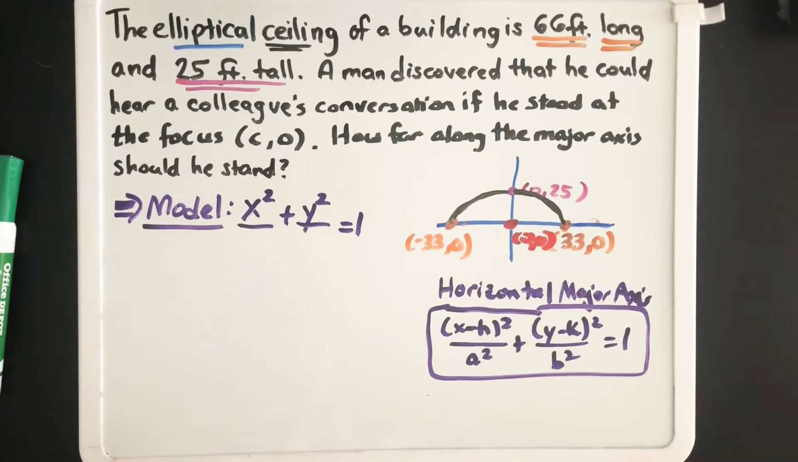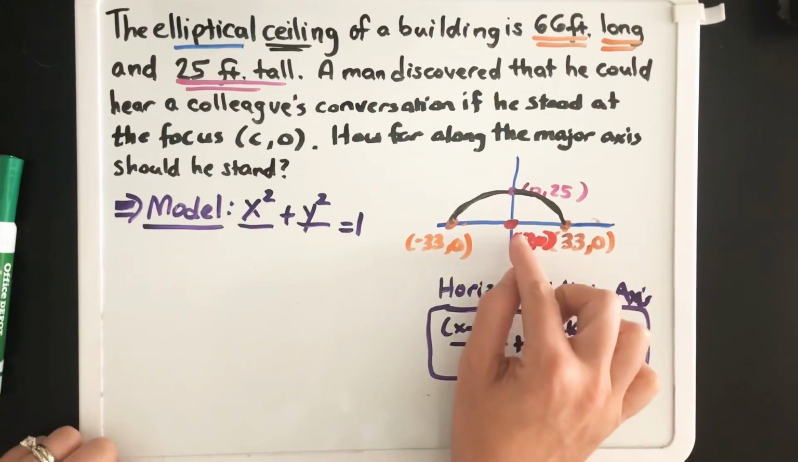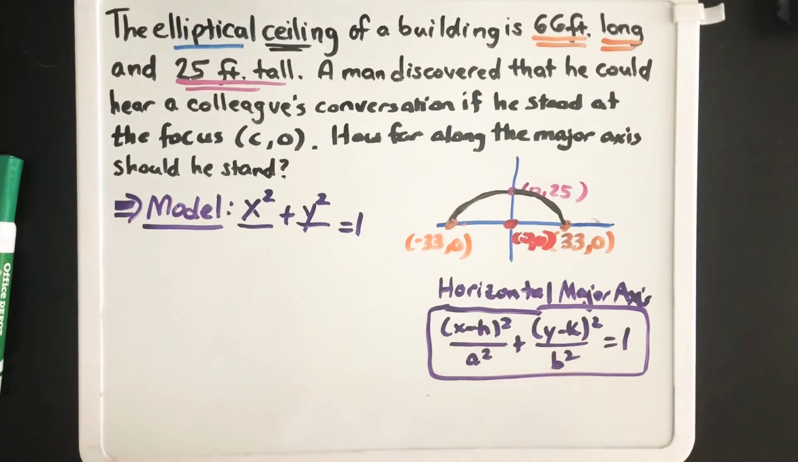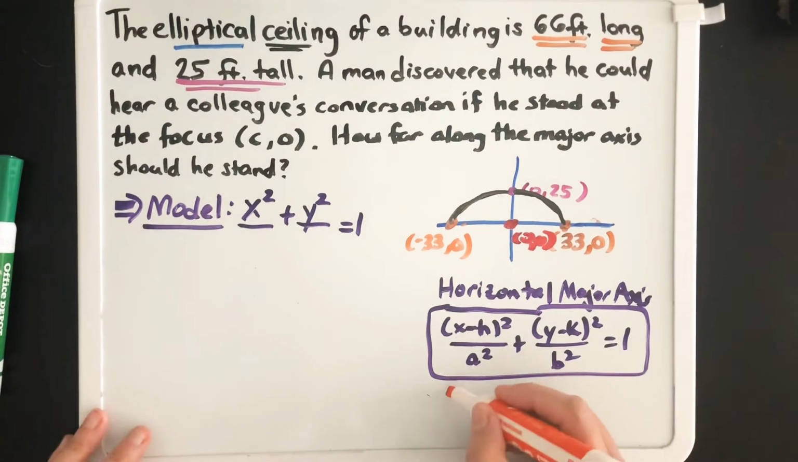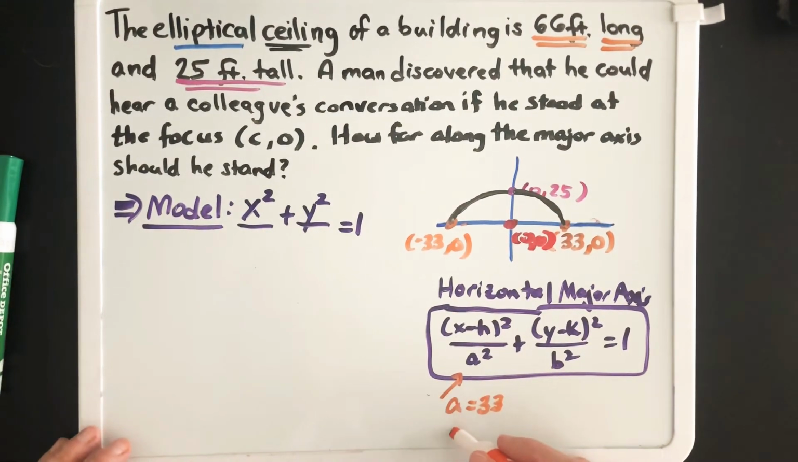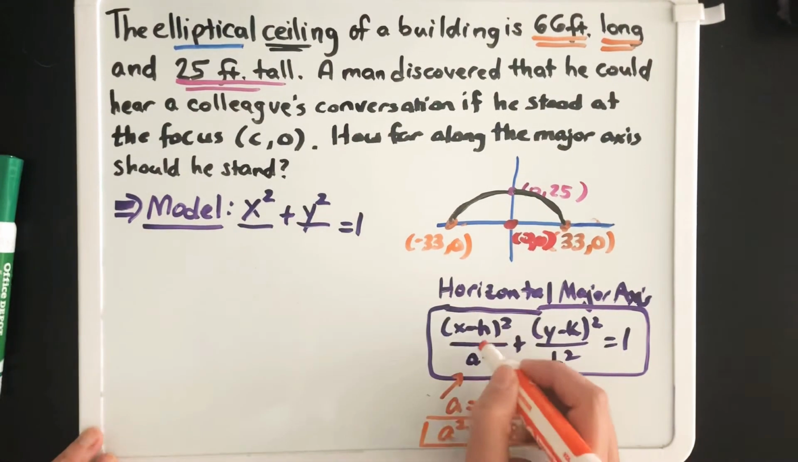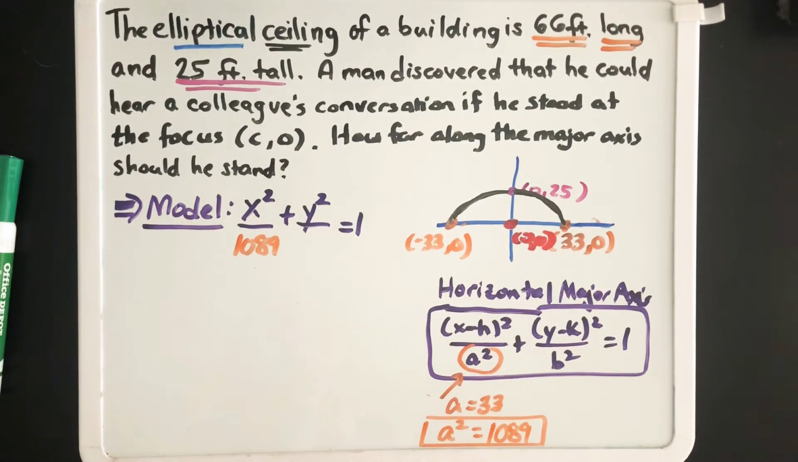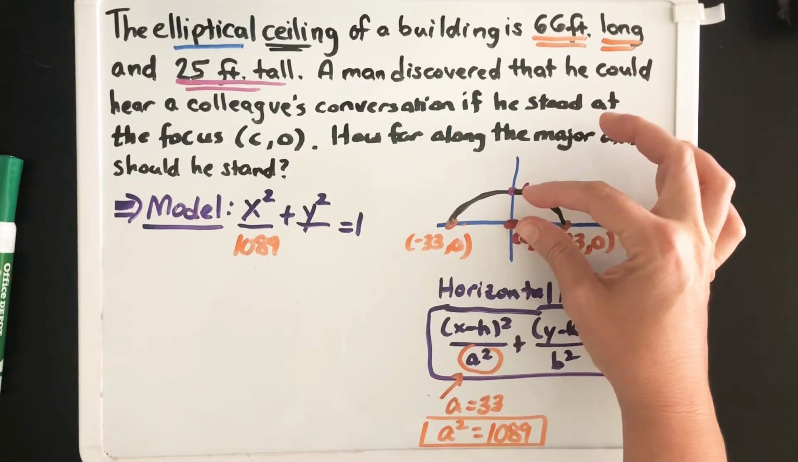Thus, our model would become, noting that a is the distance from the center to the vertices on the major axis, what is a in this case? That's right, a must be 33. So a is 33, and thus we can square a, and if I square a times a, I get 1089. Okay, so I get 1089. So that means in my model here, a squared gets replaced with 1089.